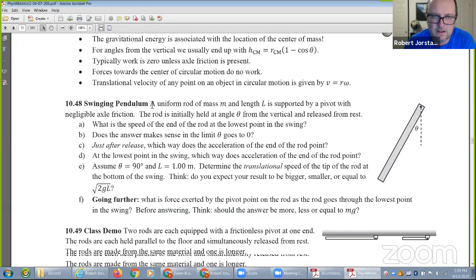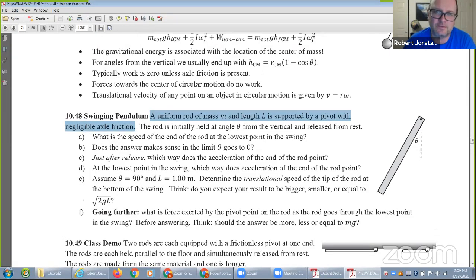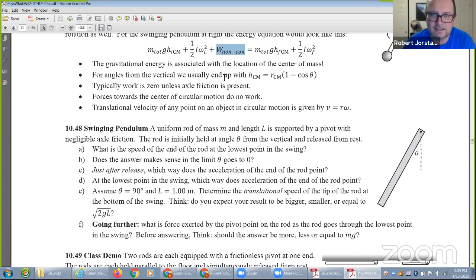Don't think too hard. We have a uniform rod, mass M, length L, supported by a pivot with negligible axial friction. Woohoo! Negligible axial friction. That says work non-con equals 0. Negligible axial friction, no work. The rod is initially held at some angle here. It's released from rest. Released from rest says the initial rotation rate is 0. What is the speed of the end of the rod at the lowest point in the swing?